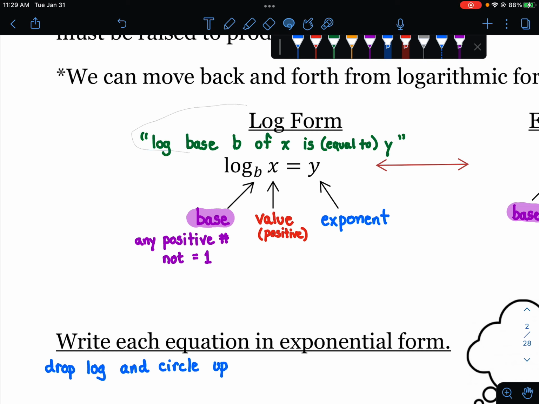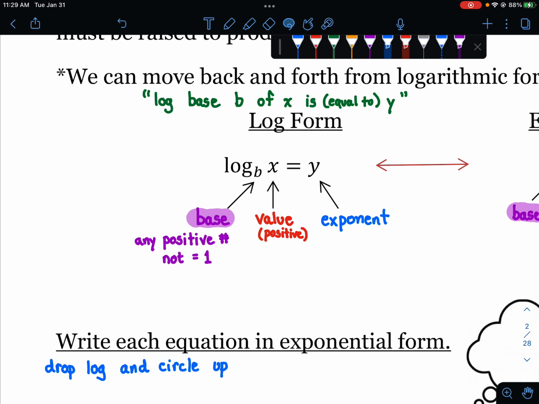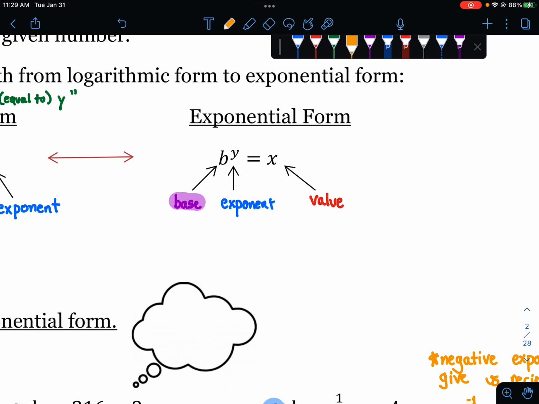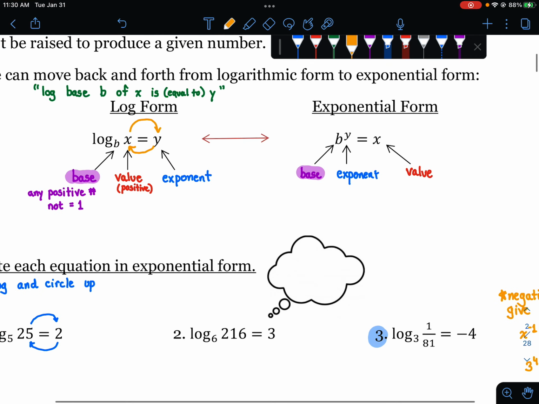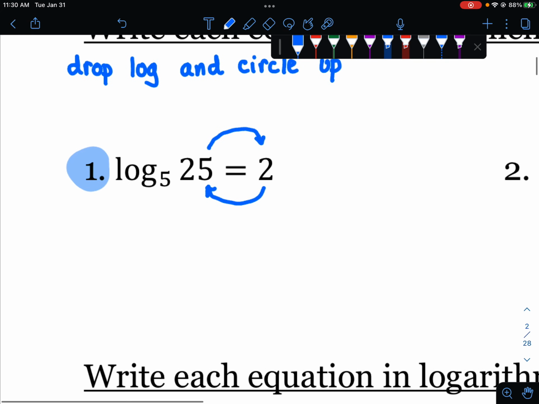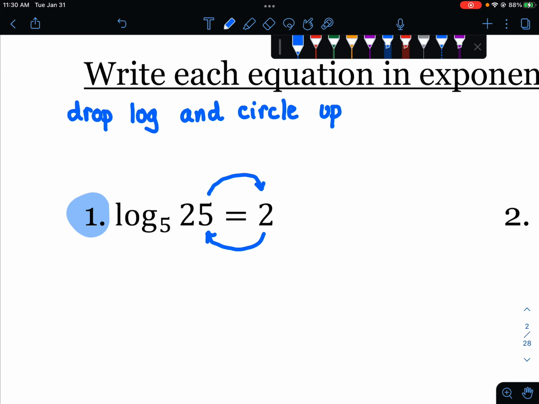When we actually change from a log to an exponent, it's hard to understand what that log means. We're going to circle up. So what I do is I like to draw this circle up, and we slide over here, and now look at how this has changed. So we have b to the y power equals x. So basically, we get rid of the word log, the exponent and the value switch spots, and we're used to exponential form. So I think this takes a little bit of practice, so we'll just kind of look at how these things work. So again, basically we could say we drop the word log, and then we write the base, and we circle up the exponent and the value.